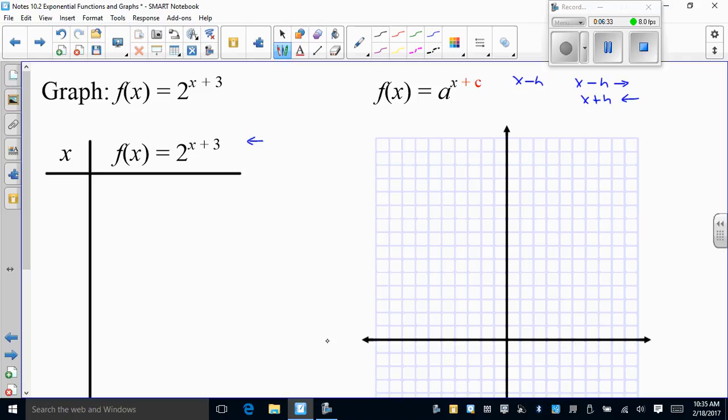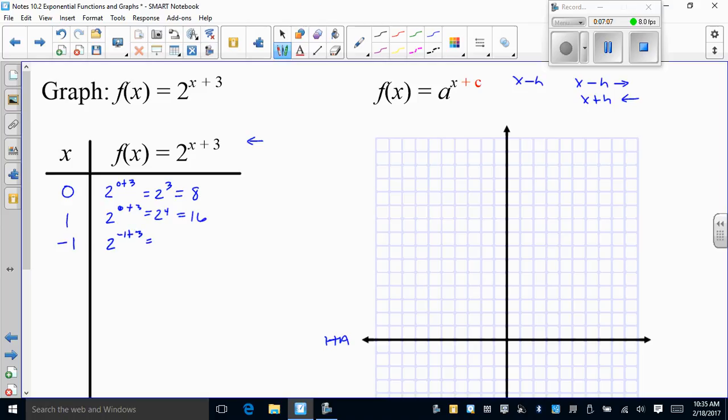So if I put in 0, I get 2 to the 0 plus 3, which is 2 cubed, or 8. With 1, I get 2 to the 1 plus 3, which is 2 to the 4th, which is 16. Like I said, I don't think I want to go that way, so let's go negative 1. 2 to the negative 1 plus 3 gives me 2 squared, which is 4.